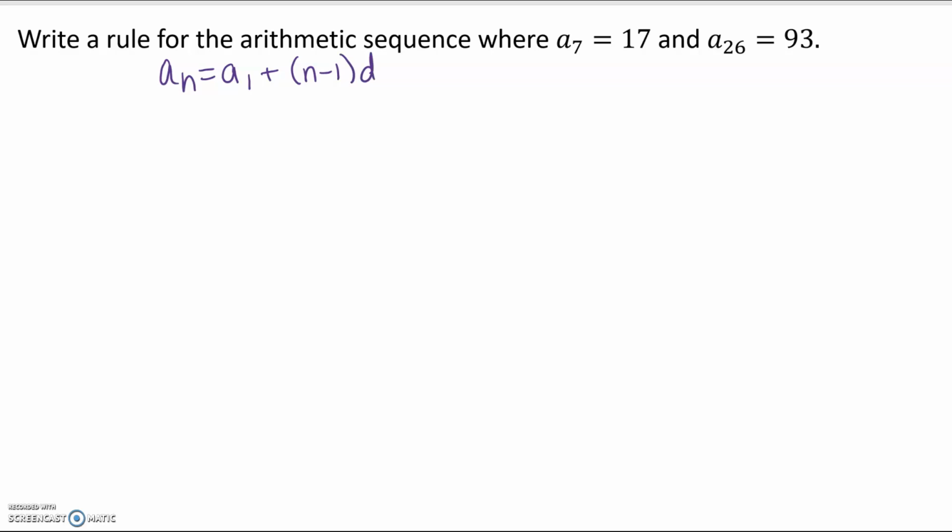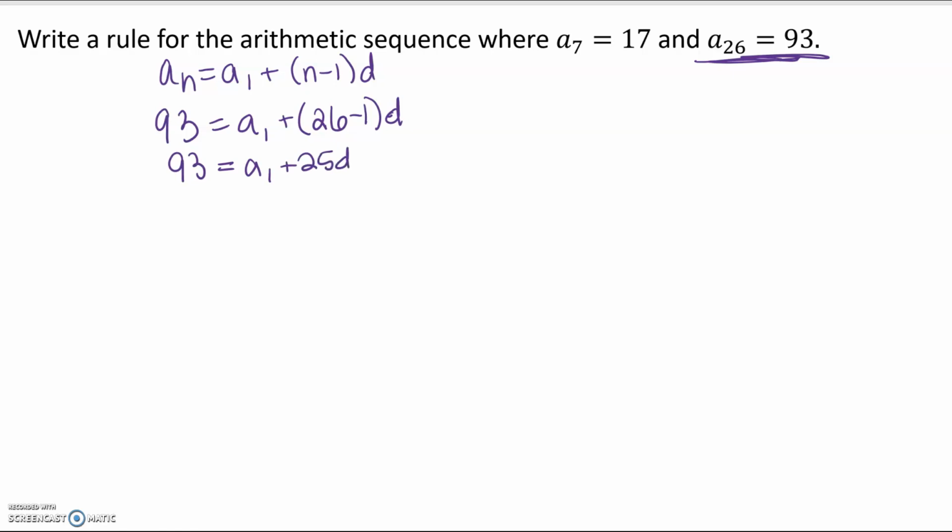And I'm going to start with this one just because it's on the end there. My 26th term is 93, so I'm plugging in all of the pieces that I know there. Unfortunately, I don't know what that D is, but I can simplify this a little bit more. So I have 93 equals my first term plus 25D.